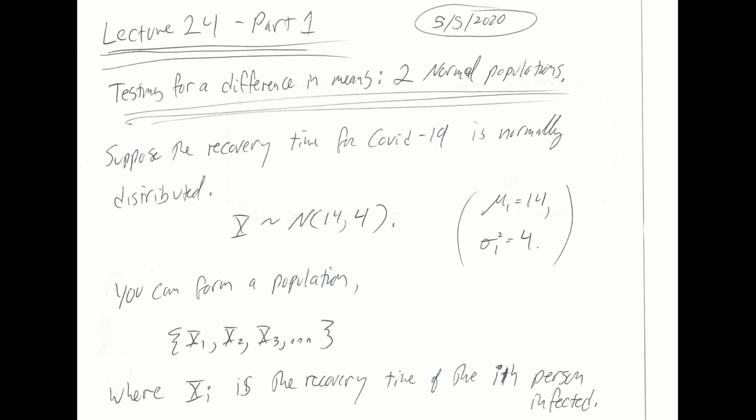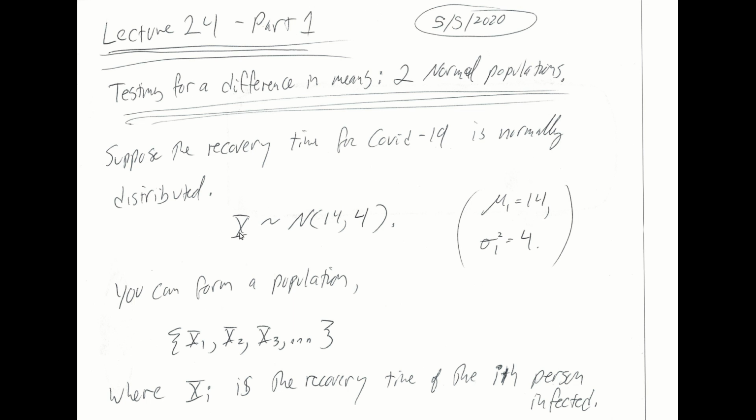As an example to lead in here, let's think about recovery time from COVID-19, and let's assume that recovery time is normally distributed. So X is going to be the amount of time it takes a person to recover from this disease, and we assume it's a normal random variable, let's say with mean 14 with unit of days, so 14-day mean recovery time, and the variance of recovery time can be 4 days.